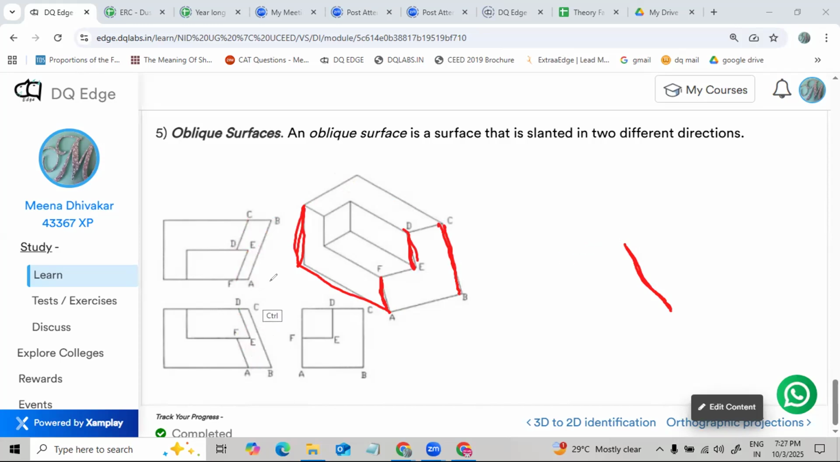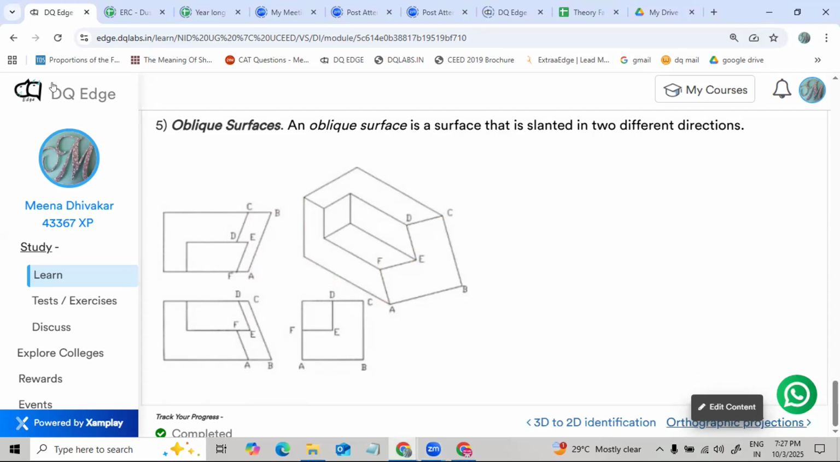Oblique surface means generally there will be slanting lines or surfaces in different directions. When you view the surface in different views, it just changes its direction. So by that you can conclude it's an oblique surface. Is that clear? Is that clear, guys?